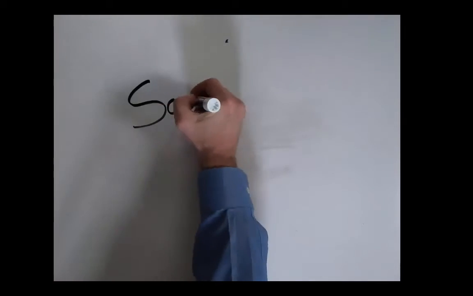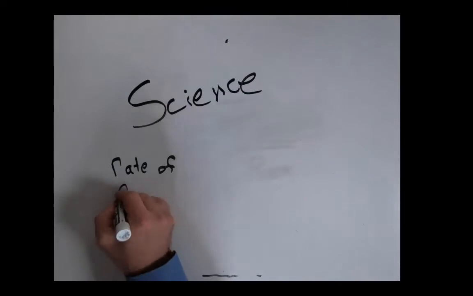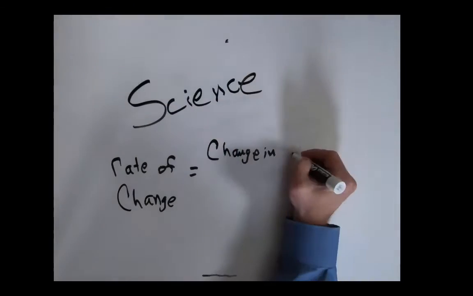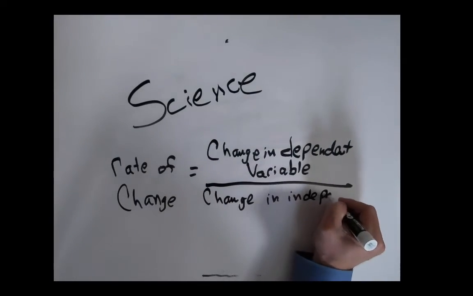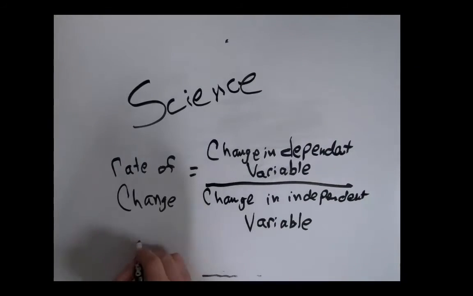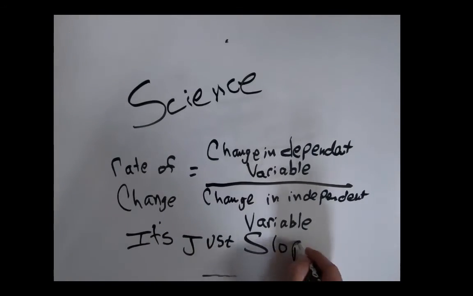Now, you are going to see this later on in life when you take some science classes, when you're talking about rate of change, like miles per hour, and that's simply the change in the dependent variable divided by the change in the independent variable. It's just slope.